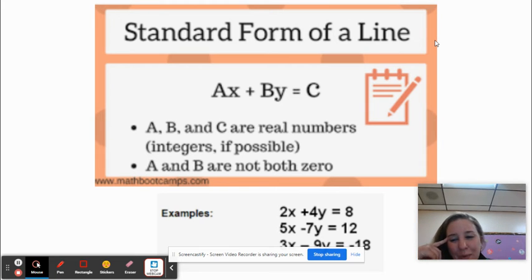It's basically where your x variable and your y variable are on one side, and your constant term, like your just regular number, is on the other. So if you look at the bottom of the screen, you're going to see what those look like, right? 2x plus 4y, they're both on one side, where your constant term, your regular number, is on the other. So let's see how we're going to graph these using intercepts.